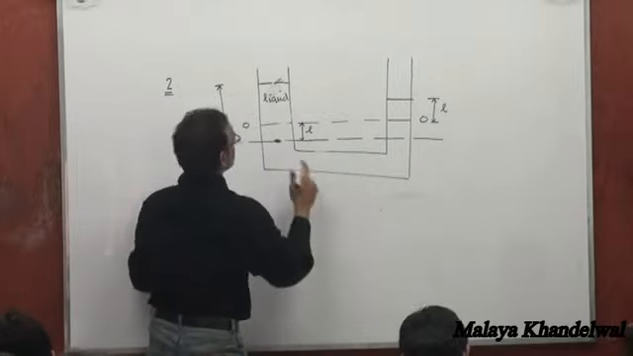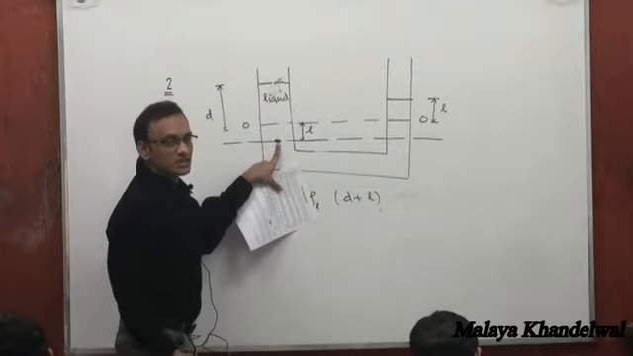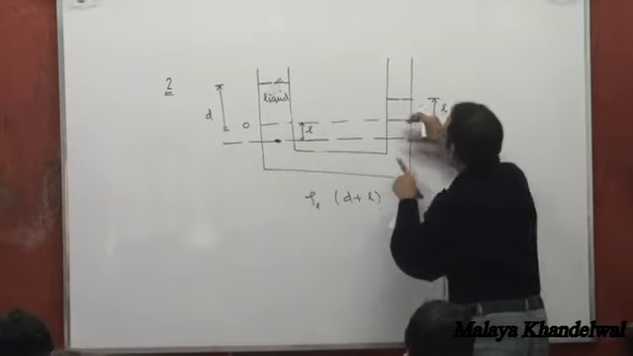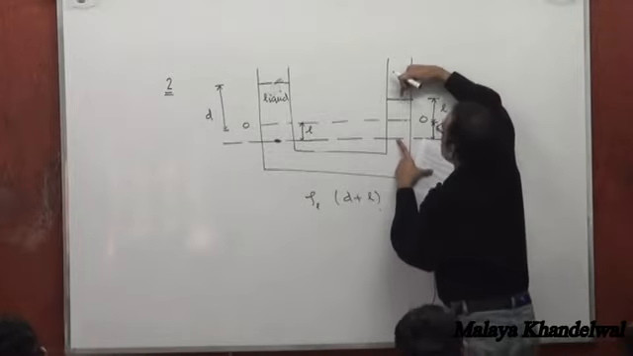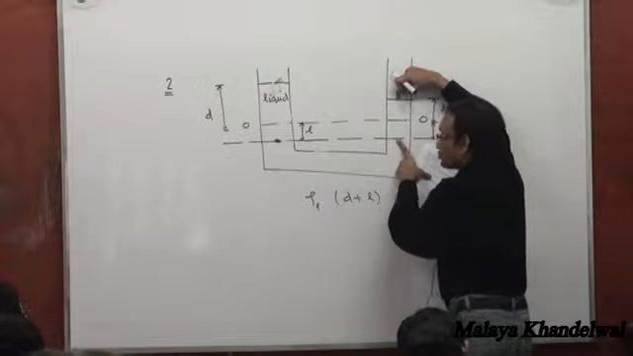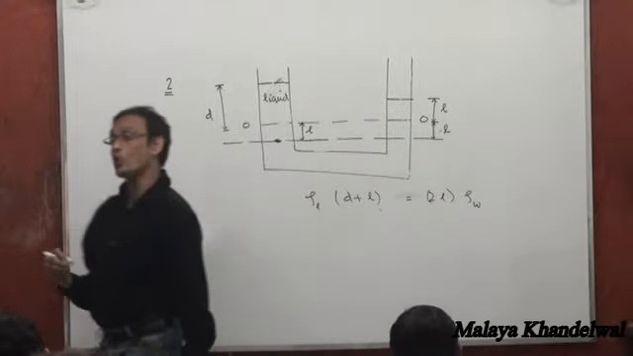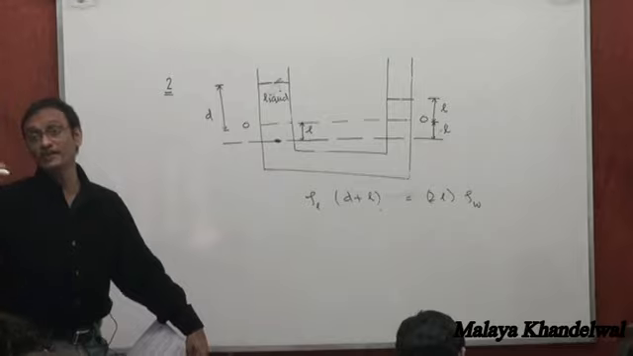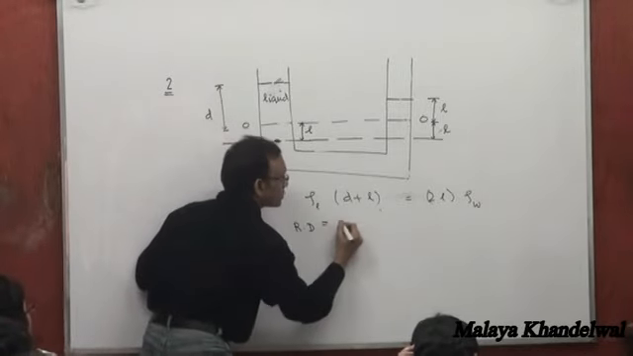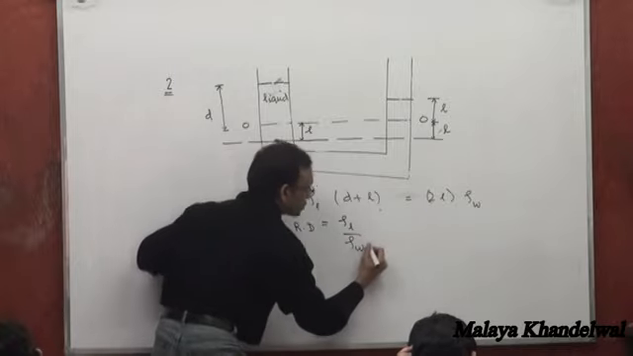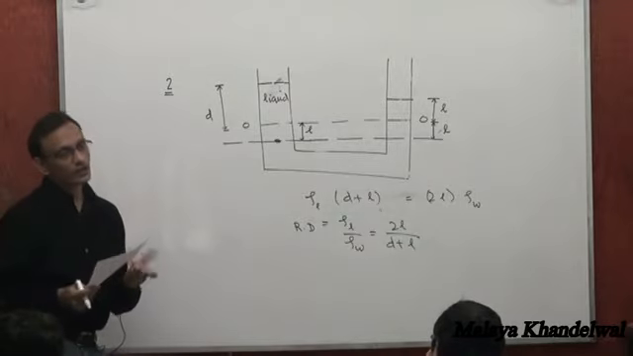So the pressure at this point is going to be rho of the liquid into d plus L. That's the pressure at this level. Now, this is L, this is also L, so this is 2L in fact. The pressure here because of 2L units of water is going to be 2L into rho of water. Relative density is density with respect to water, rho of the liquid divided by rho of water, that's 2L by d plus L. Clear?